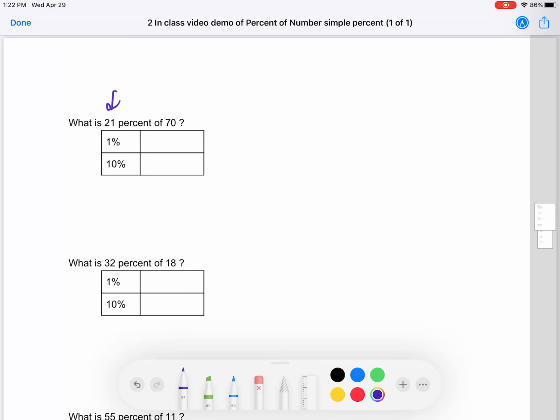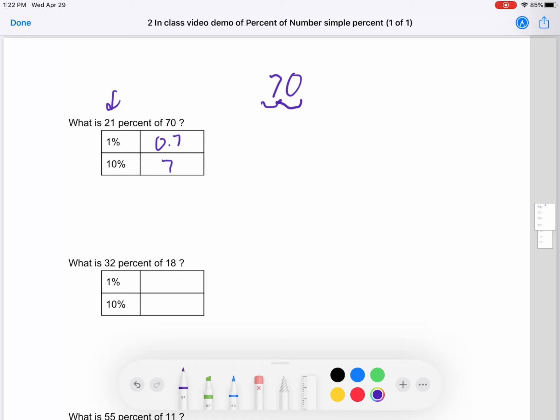Instead, what I did is I created a little table, and you'll find the 1% and 10%. Those are quite simple, because like we've learned in the previous video, we're just moving our decimal place. So 70, right? To do 10%, we would just move over 1 to give us 7.0. To do 1%, we'd just move over twice, right? So that's where those numbers come from.